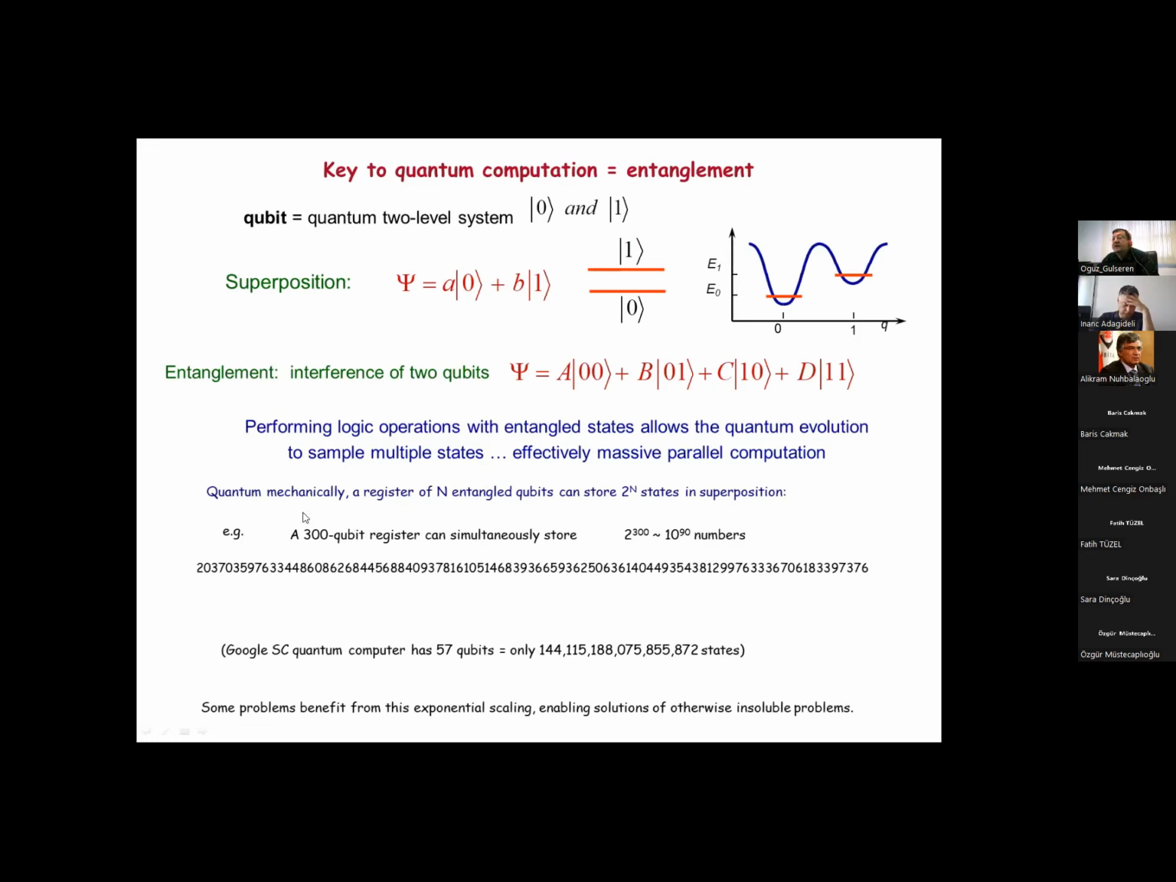So here this is just one example with 300 qubits that can register 2 to the 300. That's almost, I will not try to read, 10 to the 90 numbers you can register.